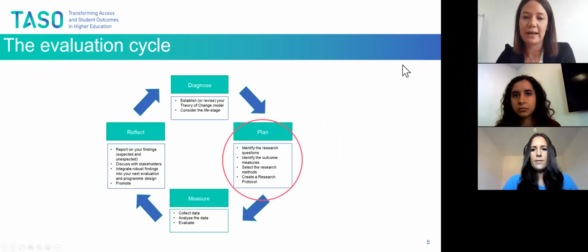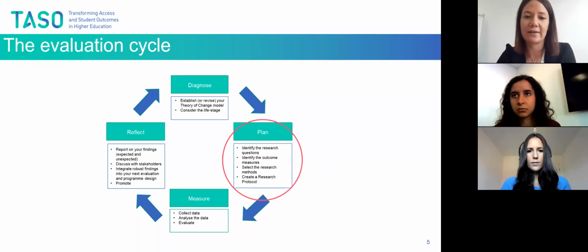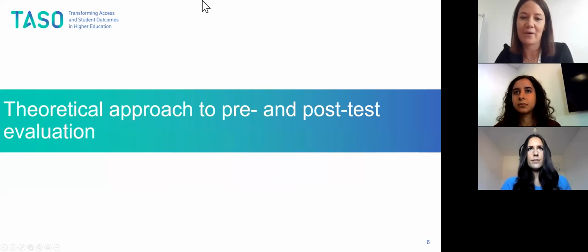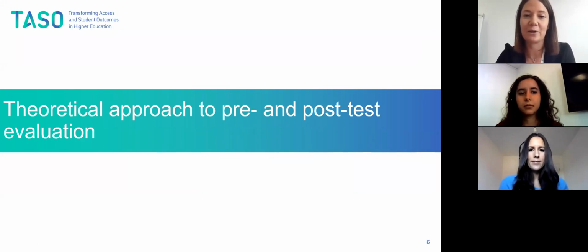I wanted to quickly situate this session in TASO's overall evaluation cycle. This slide may be familiar to some of you by now. We use it quite a lot when speaking about how TASO approaches evaluation. The circular design on the slide indicates that we think of evaluation as reiterative at TASO, so each of these four stages should inform the next phase in your cycle. Today we're situated within the plan phase, so we're going to be talking about research design and methodology, and within that, focused on pre and post test design. I can see that a couple of people have joined in the last moment. I've now given a quick intro to the session and we're going to kick off. I'm going to hand over to Zara, who's going to give you a theoretical approach to pre and post test evaluation. Thank you, Rain.